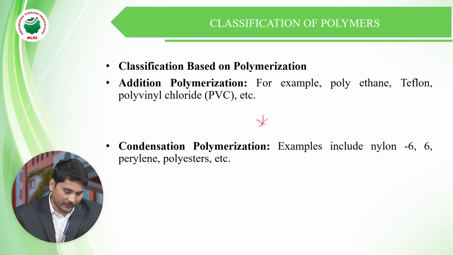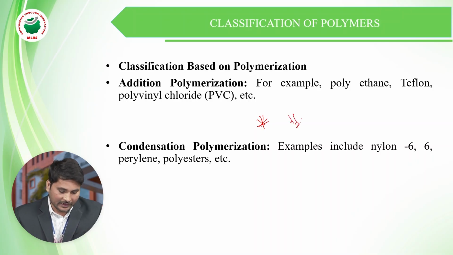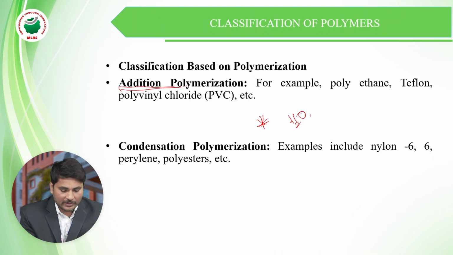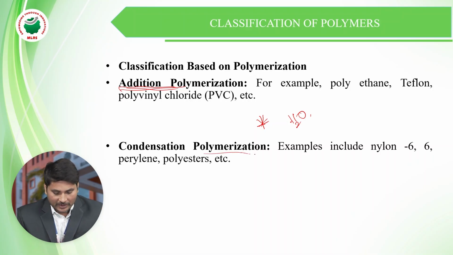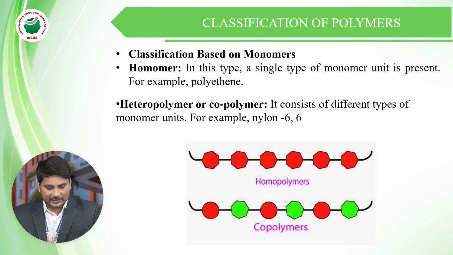What is the main difference between these two polymerizations? In addition polymerization, we are not getting any byproducts. In condensation polymerization, we are eliminating some byproducts. We are getting some byproducts. This is the main difference between addition polymerization and condensation polymerization. We will see addition and condensation polymerization in a detailed explanation.